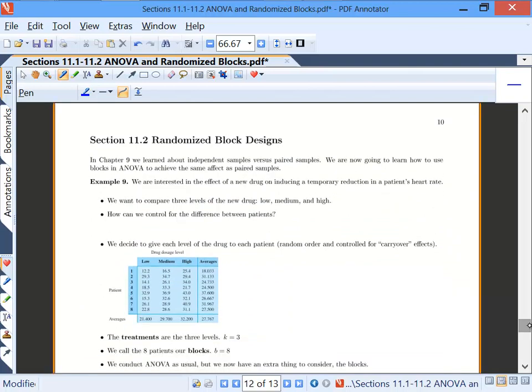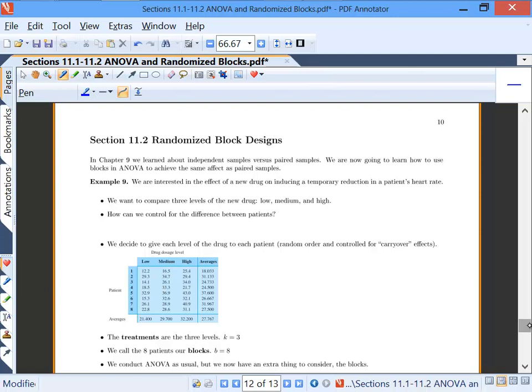So if we go to section 11.2, we're still going to deal with ANOVA, but we're going to add in just one more complexity factor. Okay. So we're going to do randomized block designs. So if you remember in chapter 9, we learned about independent samples versus paired samples. Okay. And why did we use paired samples? Say it louder. To compare 2 samples.